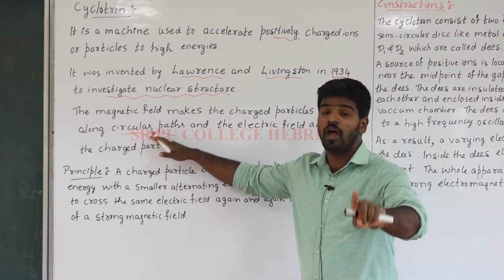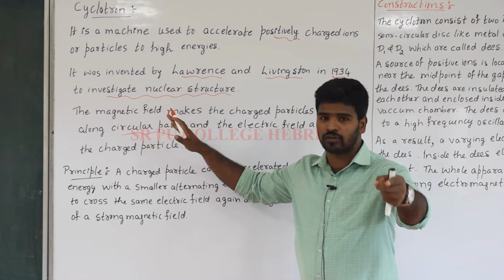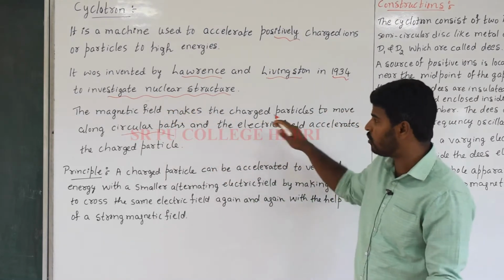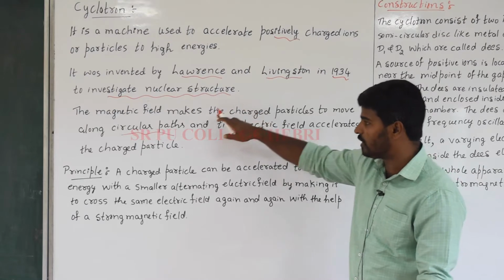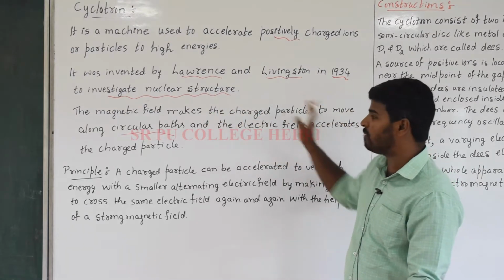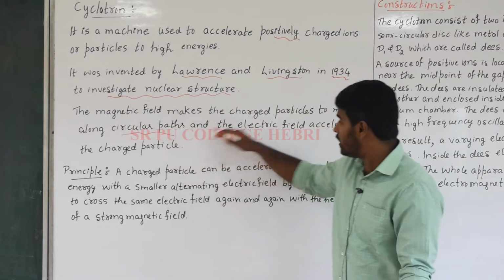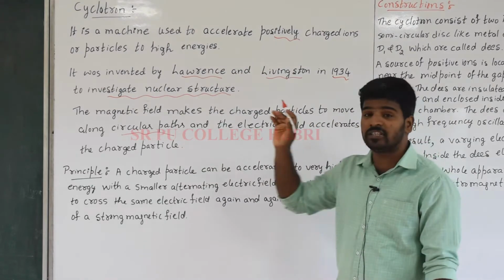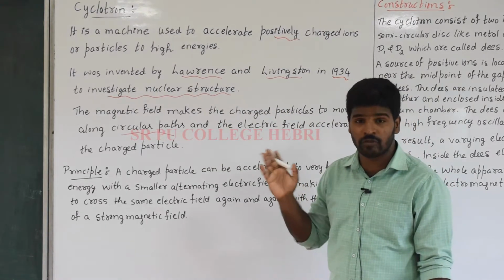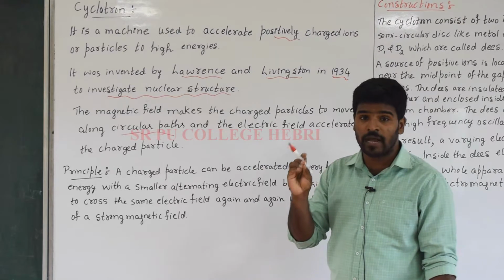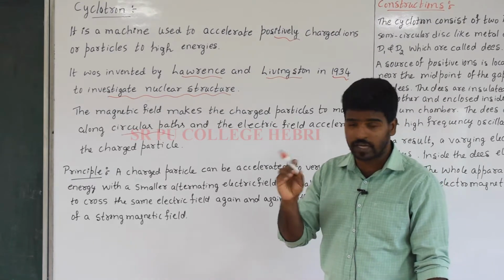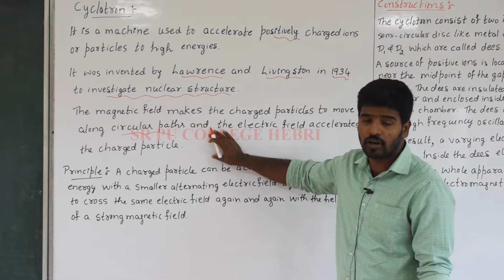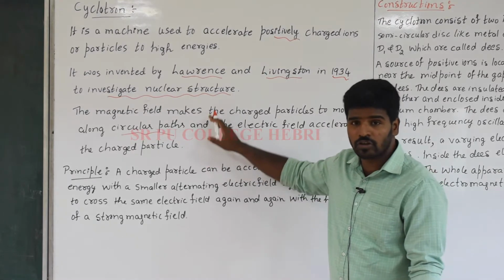1 mark question. What is the use of magnetic field in cyclotron? It makes the charged particle move along the circular path, and the electric field accelerates the charged particles. Again 1 mark question. What is the use of magnetic field and electric field in case of cyclotron? This is the explanation, or this is the answer. Is it clear? 1 or 2 mark question.